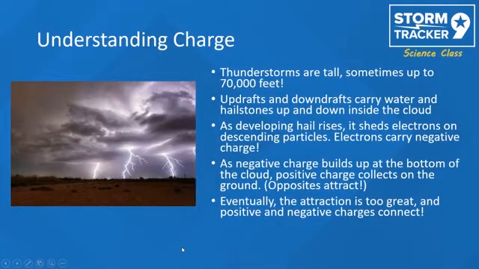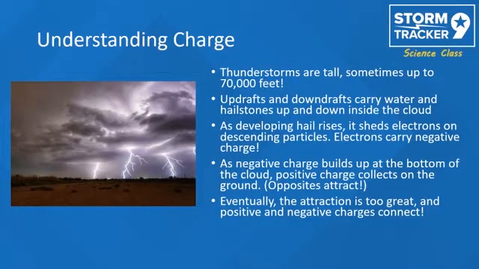Well, you have to remember that thunderstorms are very, very tall, sometimes up to 70,000 feet. And there's a lot of upward motion and downward motion in these thunderstorms. Those updrafts and downdrafts carry water and hailstones up and down inside the cloud multiple times. That's in fact how hail gets so big. It keeps cycling up and down, getting water sticking to it and refreezing.